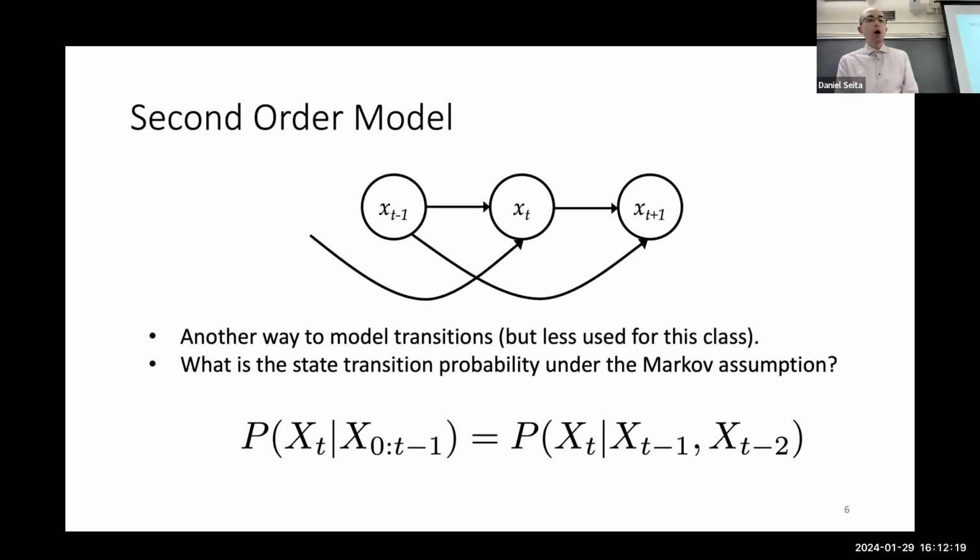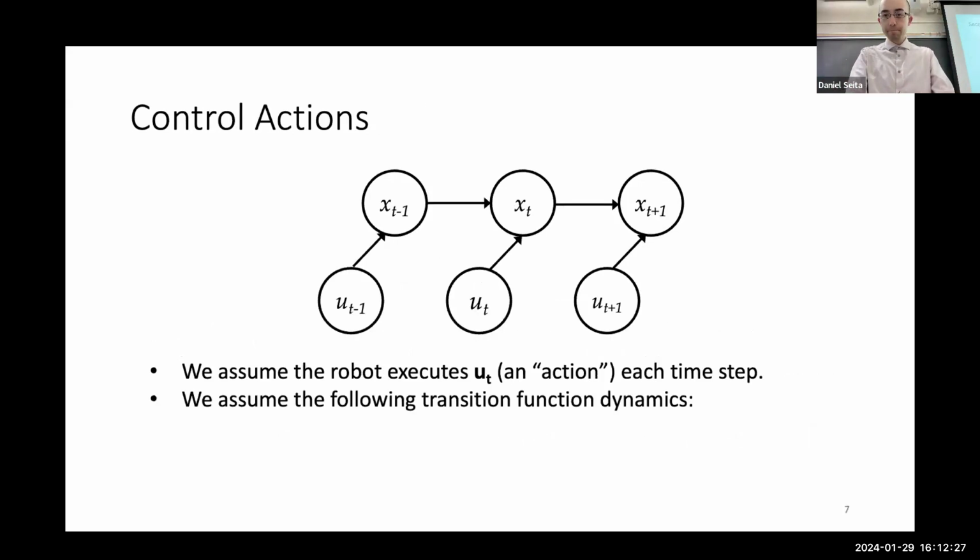All right, so these were the states. So that's what we denote as xt, right? But there's other things that we're going to assume. We're going to assume that the robot can do stuff, because if it doesn't do anything, it's not really interesting. So the robot is going to execute an action at each time step. Here we denote this as ut, like the action at time step t is ut.